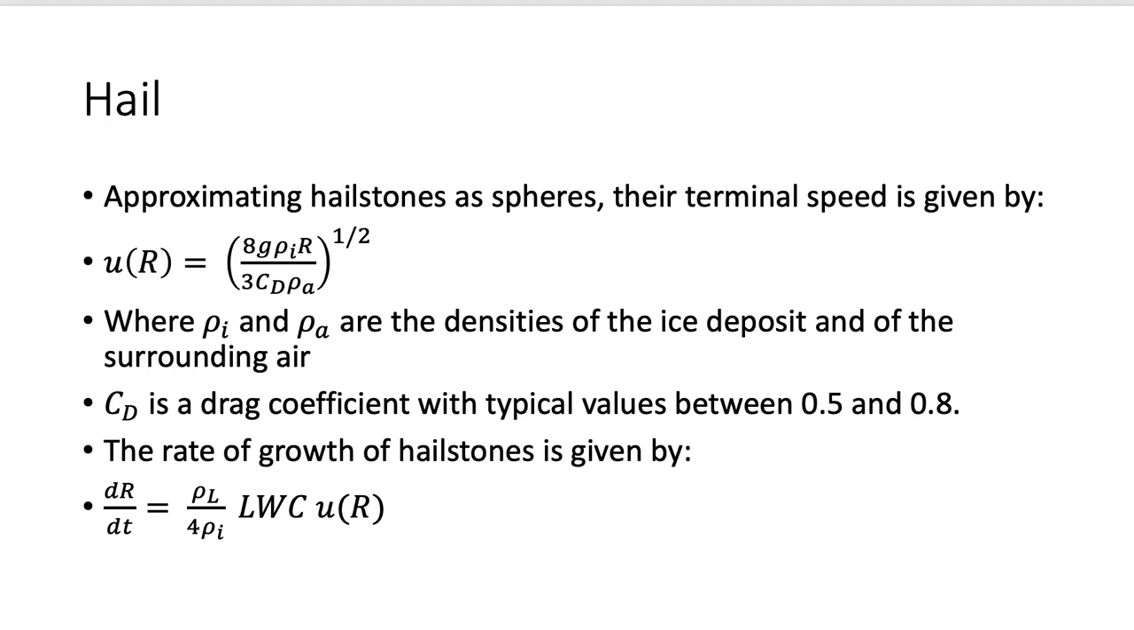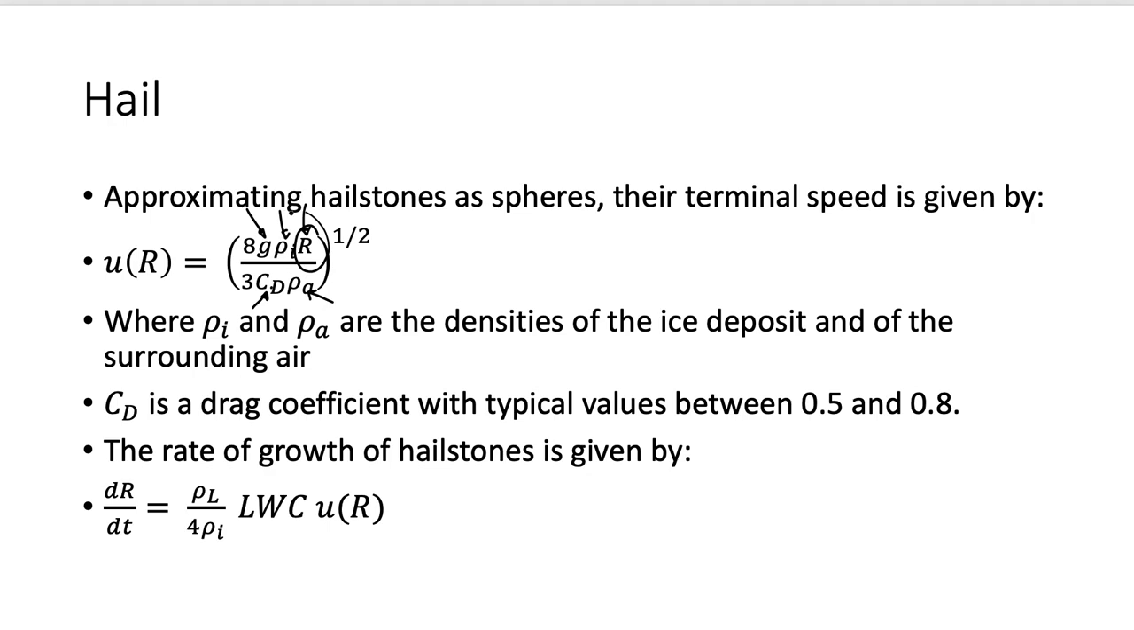Okay, and if you do that, then you can approximate their terminal speed by this velocity, where this is the density of the ice that is deposited, the density of the air, the radius of the stone. This is some coefficient, like a drag coefficient. Typical values go from between 0.5 to 0.8. And this is the gravitational acceleration, 9.81 meters per second squared. And this is the terminal velocity. Okay, notice that it increases with the square root of the radius.